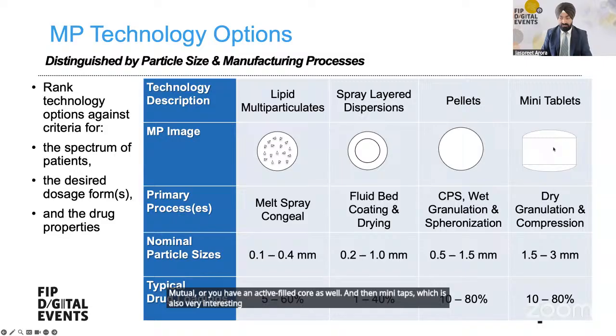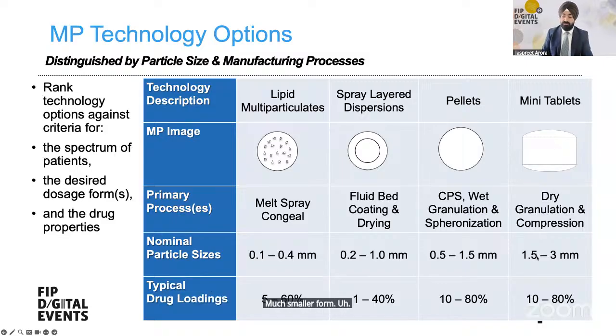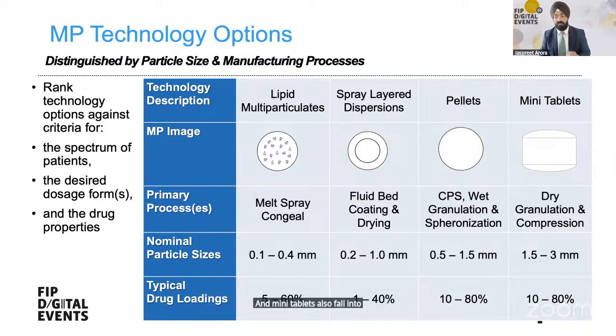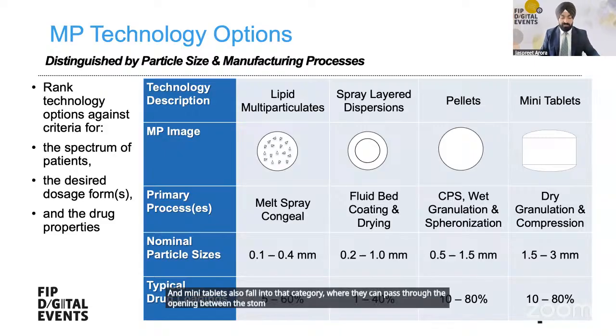It's basically akin to tablets, but in a much smaller form. You can go from 1.5 to 3, and in some cases, you can go down to about 1.1, 1.2 millimeters. Mini tablets also fall into that category where they can pass through the opening between the stomach and the intestine, therefore having reduced gastric emptying and less variability. So you get that benefit too.